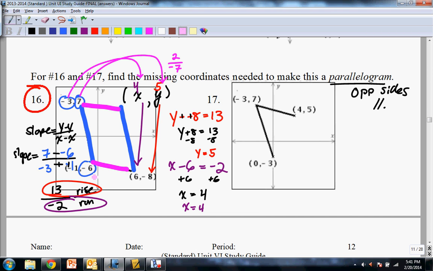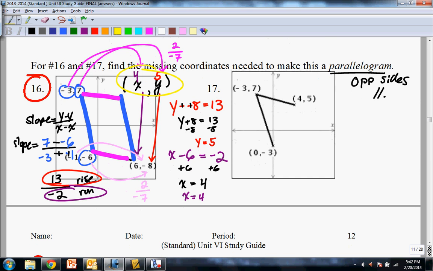Let's try this. Negative 6 minus negative 8. There's a double negative there, so that's positive 2. And negative 1 minus negative 8. Hear that double negative? That's going to be negative 7. And you see it works. So your coordinates are 4, 5.